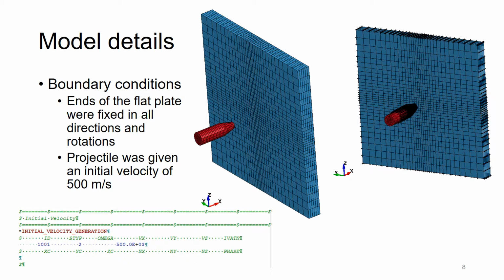And for the projectile, I used just one test condition where I gave it an initial velocity of 500 meters per second. Here you can see the LS-DYNA keyword card, and in the model I had it as millimeters.